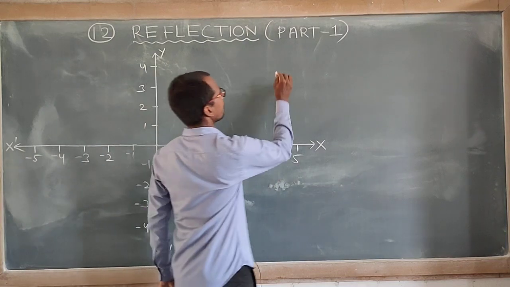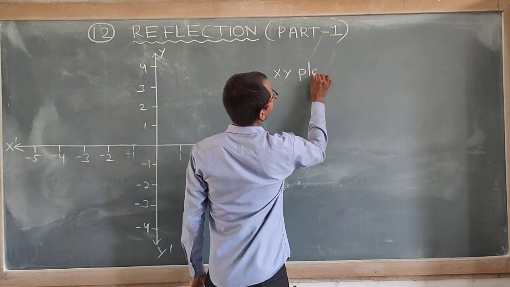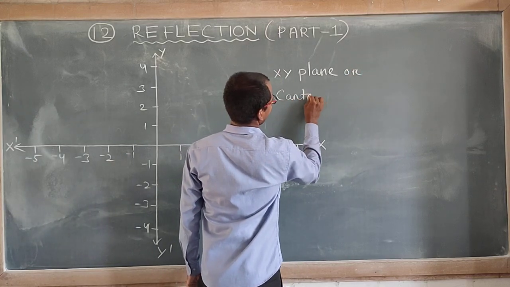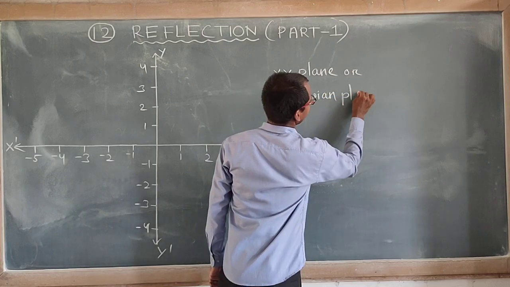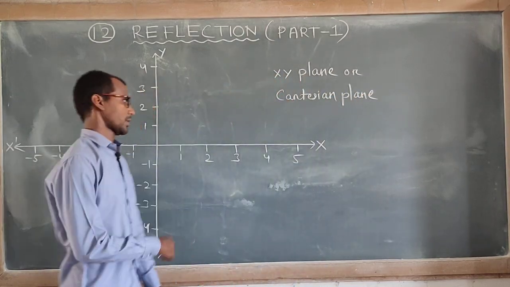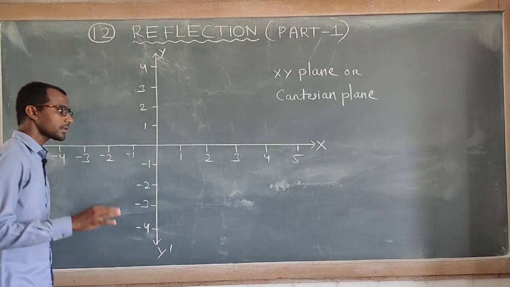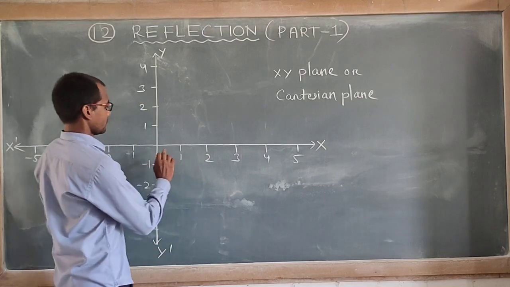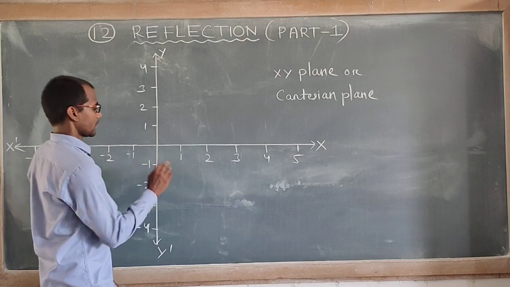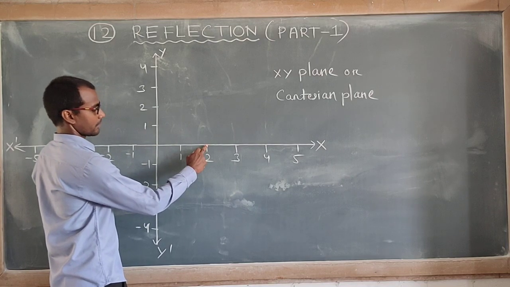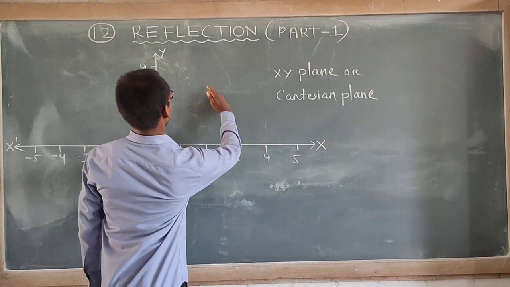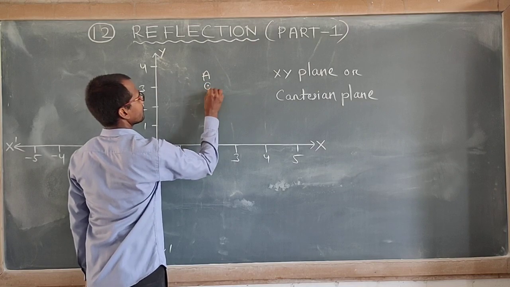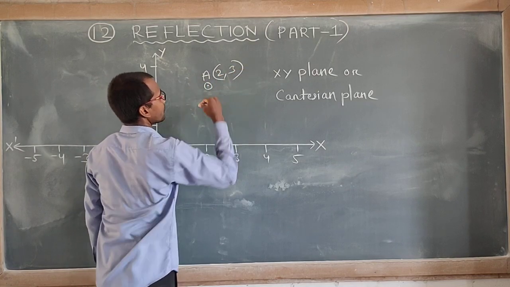This plane is called the xy plane or Cartesian plane. Okay, I have already told this in class 9. Next, you know how to plot points. For example, I want to plot (2, 3). I want to plot a point whose coordinates are (2, 3). Then this is 2, first x-axis. First the x coordinate, then the y coordinate. Suppose this point is A, whose coordinates are (2, 3).